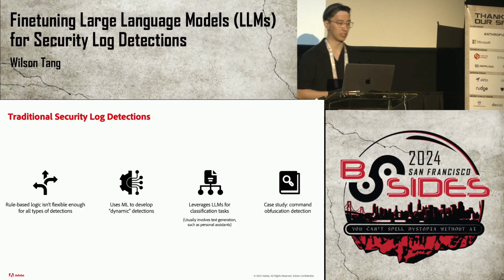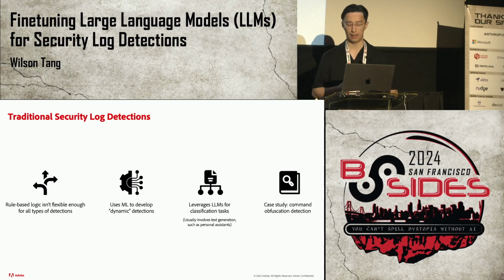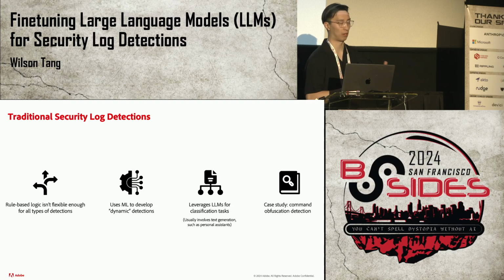So let's dive right into it. Let's talk about traditional security log detections. When we think about this, we're usually thinking in this rule-based realm where we're looking at our log events and looking for certain predefined signatures in the events. For example, is this process executing some known malware? Is this login coming from some blacklisted ASN? All these sorts of things.